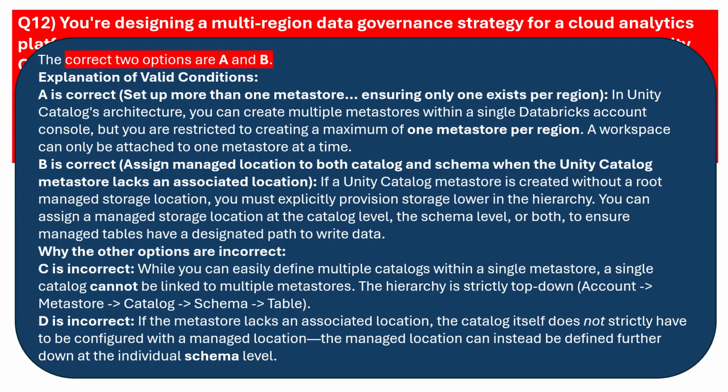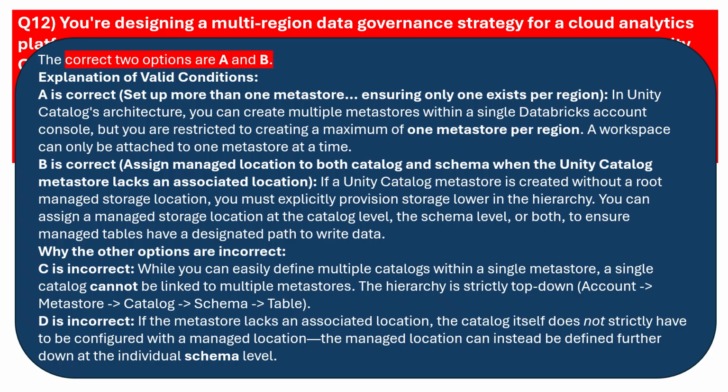B is correct. Assign managed location to both catalog and schema when a Unity Catalog metastore lacks an associated location. If a Unity Catalog metastore is created without a root managed storage location, you must explicitly provision storage lower in the hierarchy. You can assign a managed storage location at the catalog level, the schema level, or both to ensure managed tables have a designated path to write data.